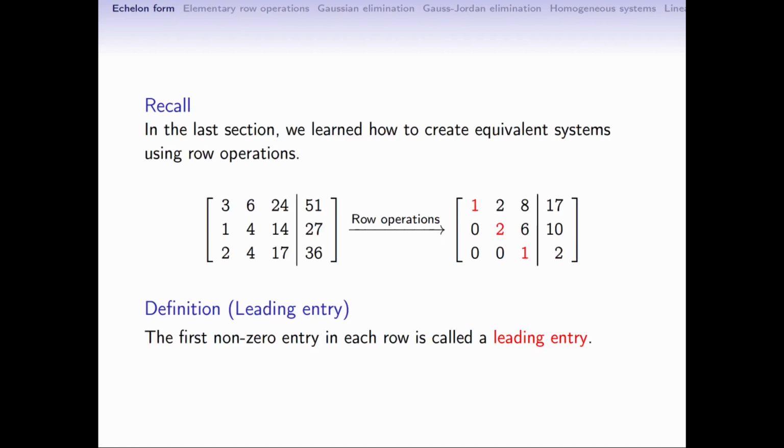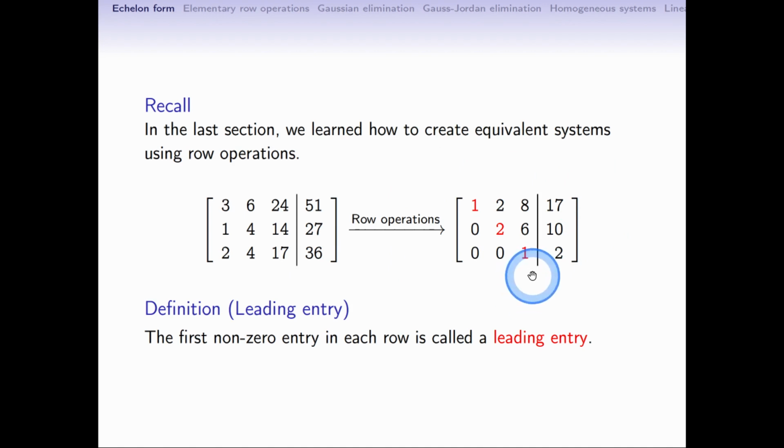In the last section, we learned how to create equivalent systems using row operations. The idea was something like this. We would take a system of equations, encode it in an augmented matrix, and then use row operations to form an equivalent system of equations that's easier to solve. So for example, this system on the right can be solved very easily by back substitution.